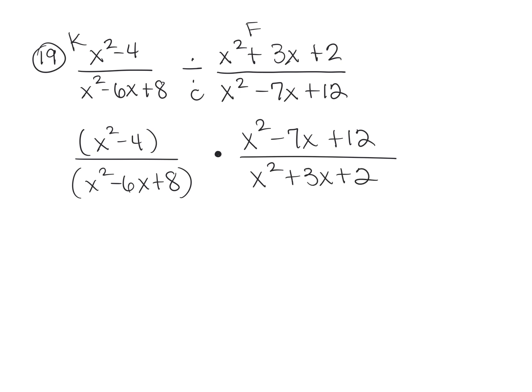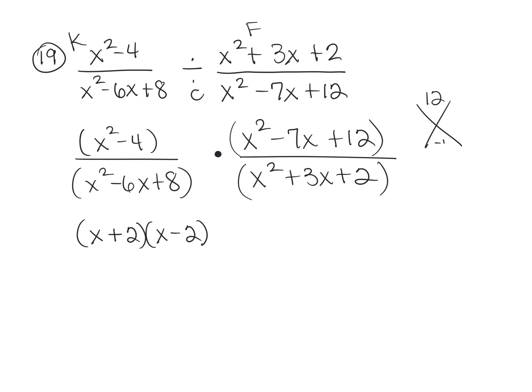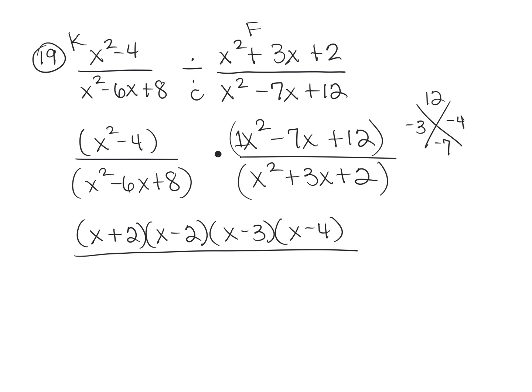Now, each one of those numerators and each one of those denominators is going to factor, so you have to factor it next. So x squared minus 4 is a difference of perfect squares. So x plus 2 times x minus 2, because that's the square root of each of those. In the other numerator, they have to multiply to 12 and add to negative 7. So I need negative 3 and negative 4. Since that front number is a 1, I don't have to go through the longer process. This is x minus 3, and this is x minus 4. And I'm multiplying, so I'm putting them all together.